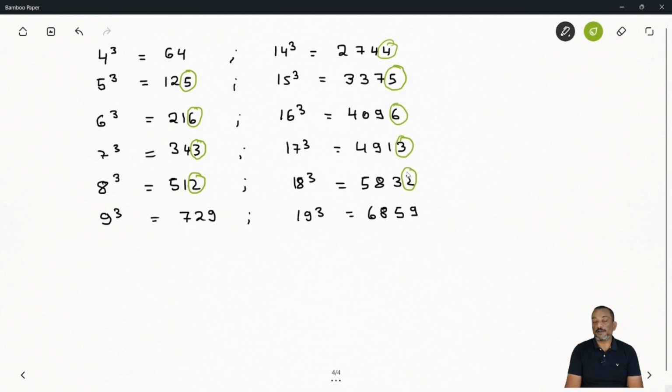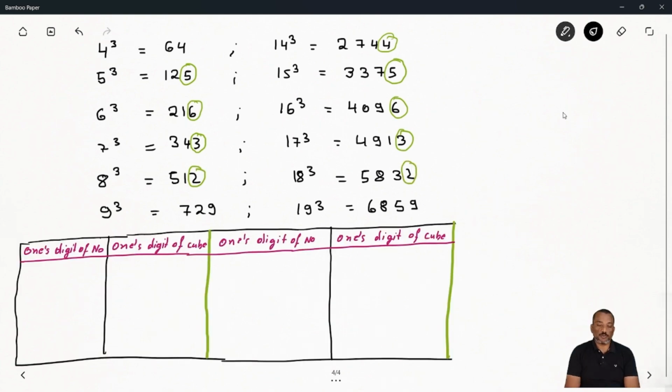Okay, hope you getting. Now based on all these properties, I'm just drawing the table. If you remember this table, your calculation becomes faster.